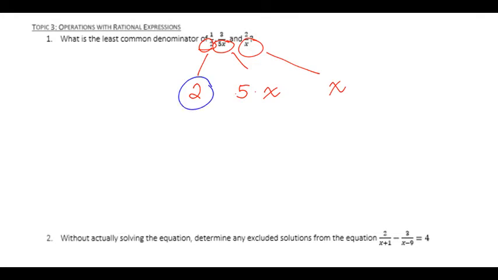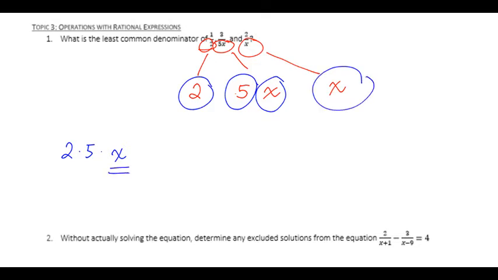So I'm going to take 2 as the first part of my least common denominator. I'm going to take 5 because that's distinct. It's different than what I have already, different than the 2. Take x. Again, that's distinct. And then my last denominator is a single x, but I already have a single x right here. So I don't need to repeat it because I've already taken a single x out of the denominators. So if I multiply what I have together, that's 10x, and that is your least common denominator.